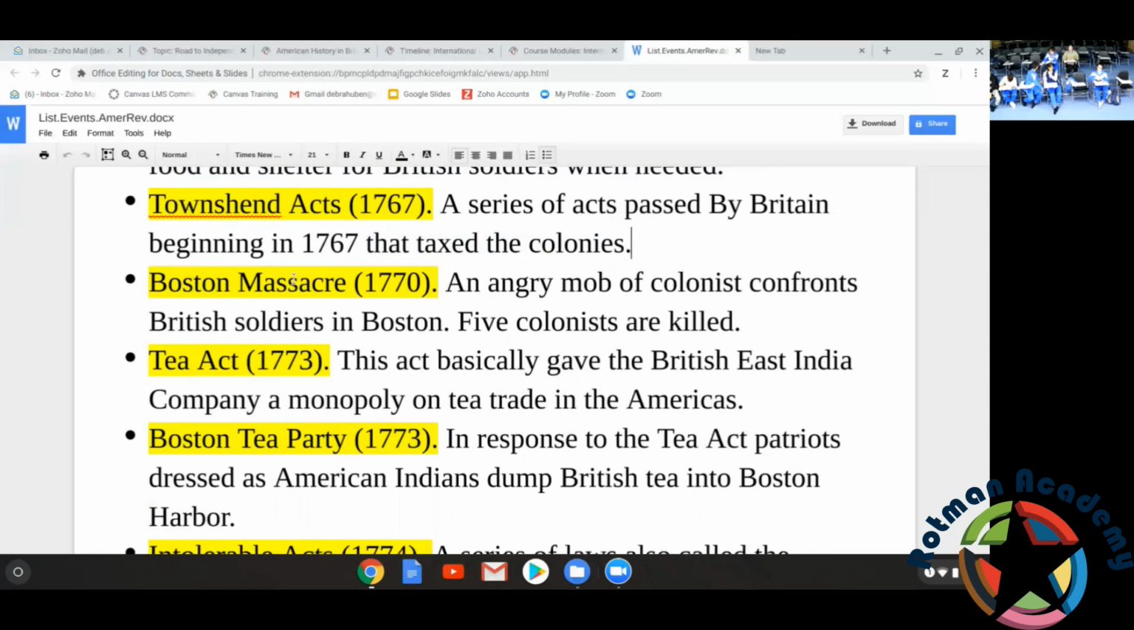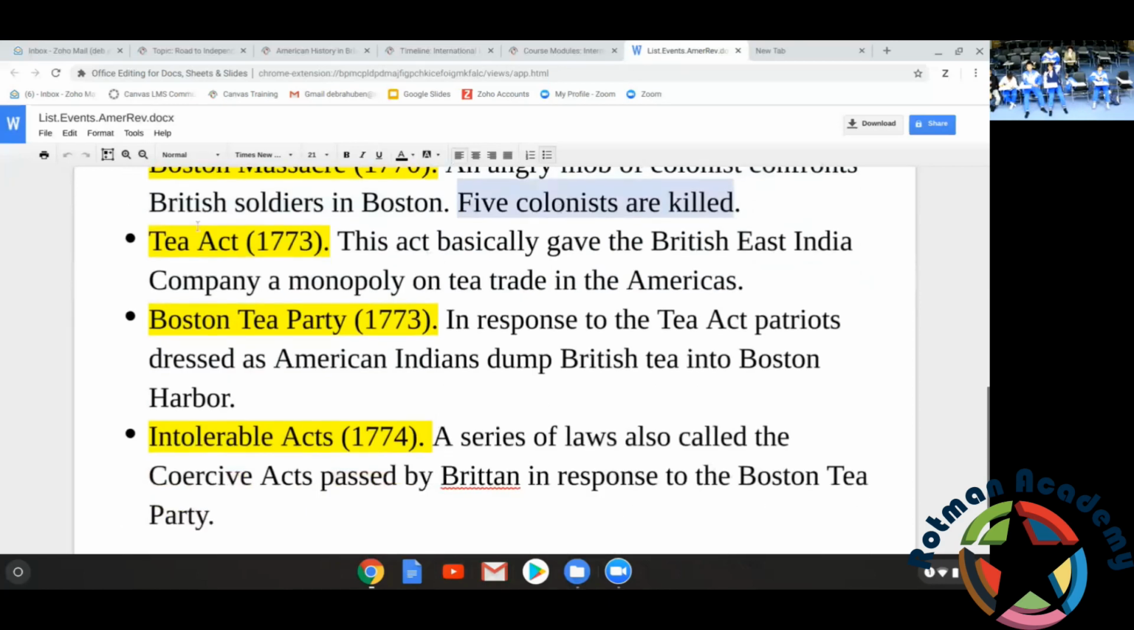During the Boston Massacre, an angry mob or group of colonists confronts British soldiers in Boston. So confront means they got into a fight. Not good. And as a result, 5 colonists are killed. The Tea Act taxed teas. Then the Boston Tea Party had American Indians dump British tea into the harbor.